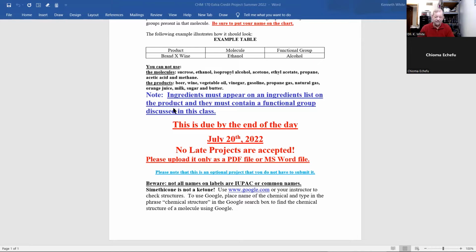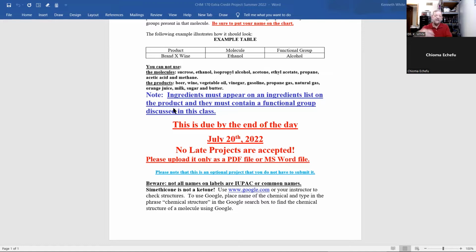Now, important thing, beware: not all names on labels are IUPAC or common names. A common mistake I've seen, which is why I put it here, is simethicone, O-N-E ending. Oh, it's a ketone. No, it's a silicone product compound. And how do you find out about molecules? Well, check what functional groups they have. You can use Google, or you can ask me if you've done some work and you're not sure, and I'll help. I'll talk more about this in a second.